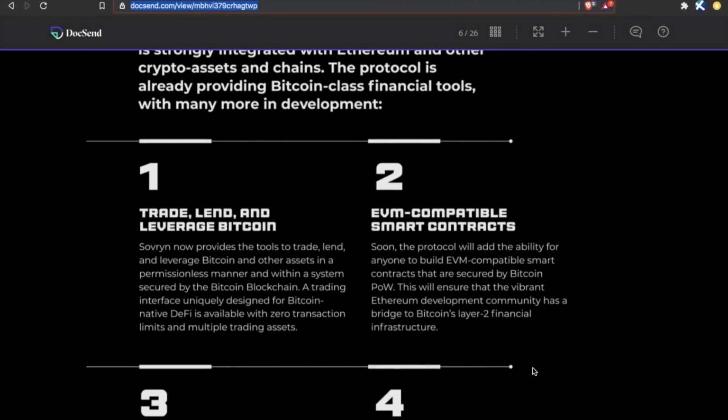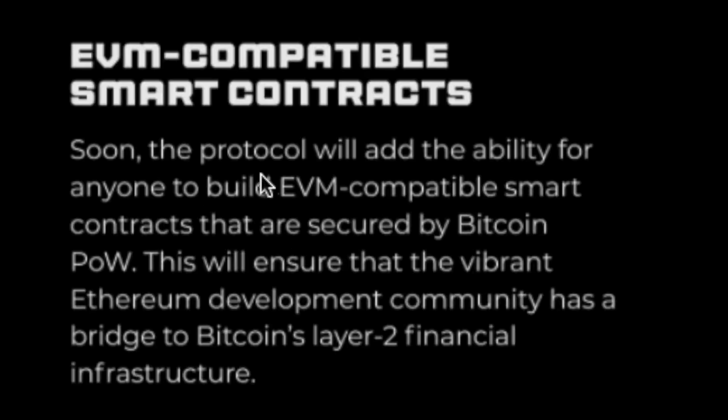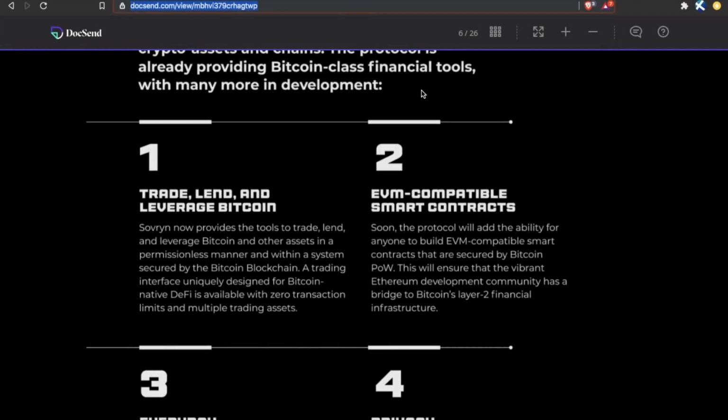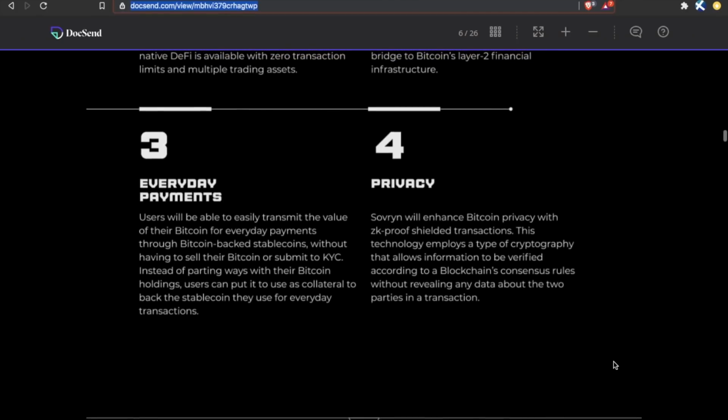EVM compatible smart contracts. Soon the protocol will add the ability for anybody to build Ethereum virtual machine compatible smart contracts that are secured by Bitcoin's proof of work. This will ensure that the vibrant Ethereum development community has a bridge to Bitcoin's layer 2 financial infrastructure. I like it. Interoperability is key. It is key, and this provides the security of the Bitcoin blockchain with full interoperability with Ethereum.